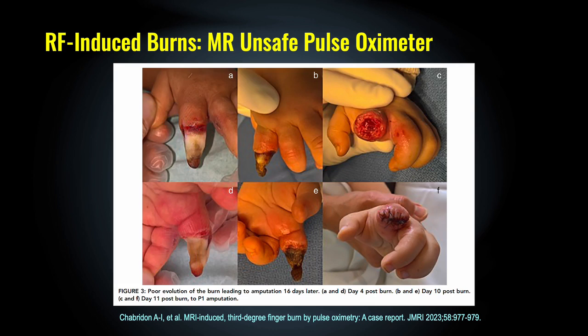This case involved a 14-month-old child that had a full-thickness burn following the use of a pulse oximeter that was not designed to be used with magnetic resonance imaging. This extremely unfortunate injury could have been prevented by using an MR conditional fiber optic pulse oximeter instead of one that was MR unsafe.